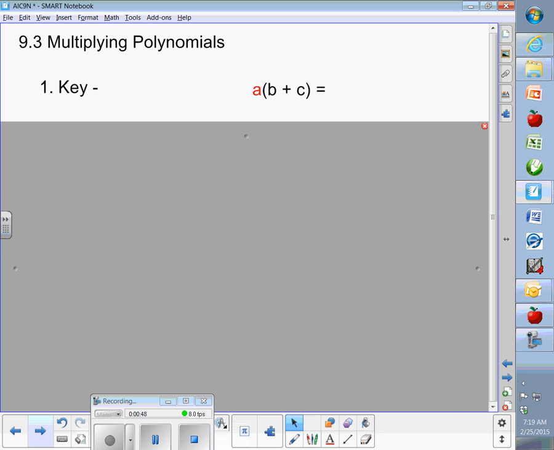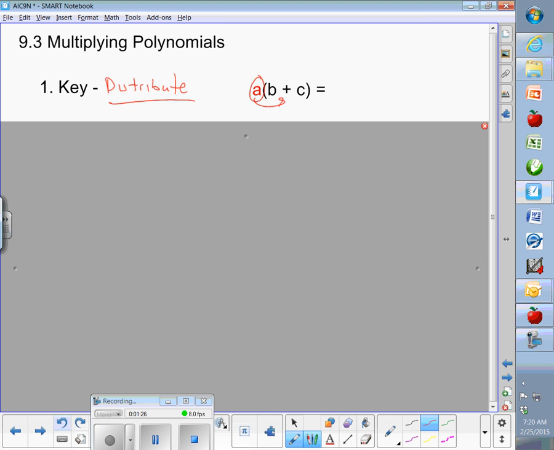All right, multiplying polynomials. What's the key to multiplying polynomials? The key is the distributive property. So I'm going to say distribute. That's the key. Distribute. Hey, we know the distributive property, right? We do. So here's an example to the right here of the beginnings of the distributive property. And we know when we have an A, something out in front of a parentheses, that it's multiplication, and it's multiplied times the whole parentheses.